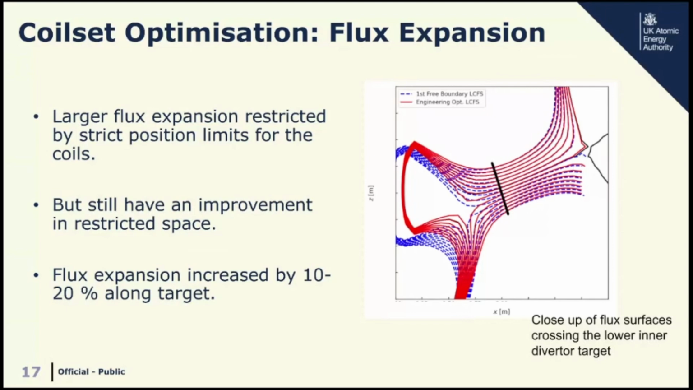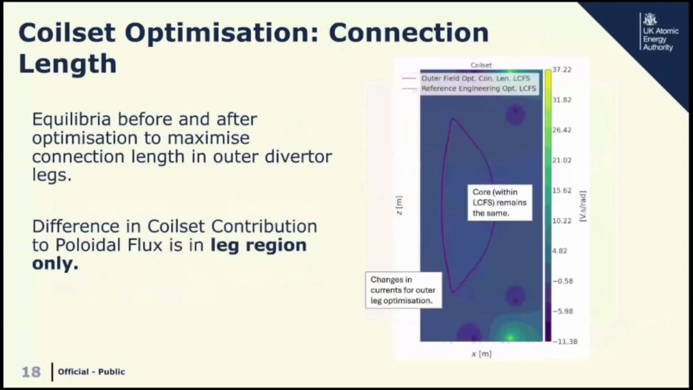The connection length optimization follows, where we're looking at the outer divertor leg. The figure on the right-hand side is showing the difference between the poloidal flux from your input equilibria and optimized equilibria. And in this particular case, we've used spherical harmonics, as I said before, to constrain the core. So you can see that there is basically no change in that core region. The last closed flux surfaces are sitting on top of each other, and the changes are where the coils are located for that outer leg optimization.